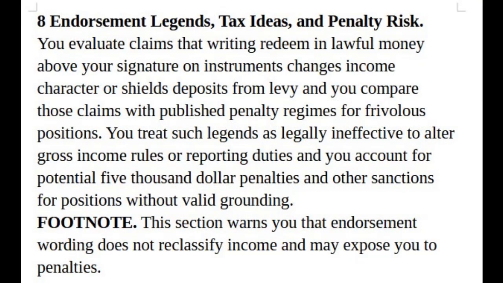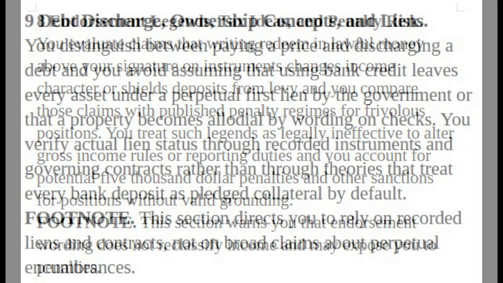8. Endorsement legends, tax ideas, and penalty risk. You evaluate claims that writing "redeem" and "lawful money" above your signature on instruments changes income character or shields deposits from levy, and you compare those claims with published penalty regimes for frivolous positions. You treat such legends as legally ineffective to alter gross income rules or reporting duties, and you account for potential $5,000 penalties and other sanctions for positions without valid grounding. Footnote: this section warns you that endorsement wording does not reclassify income and may expose you to penalties.